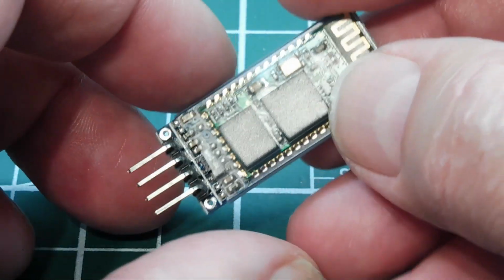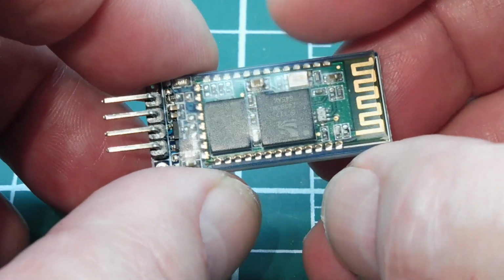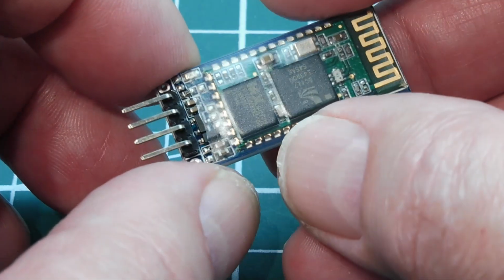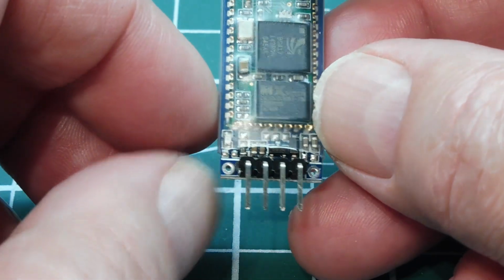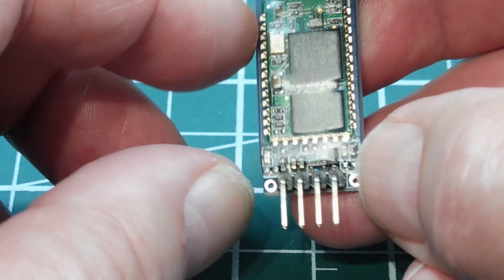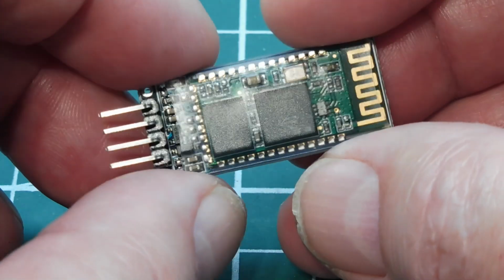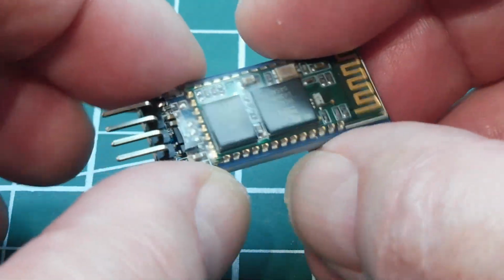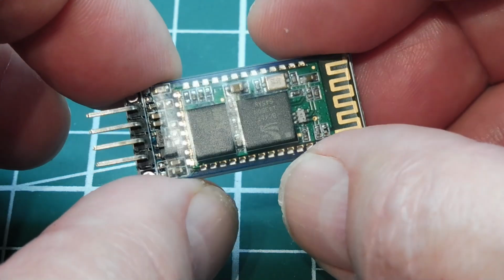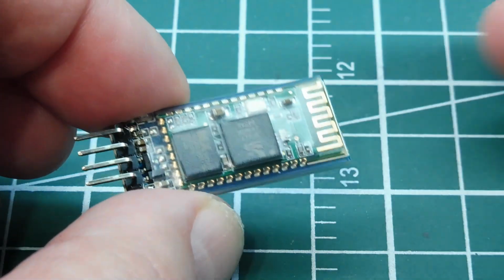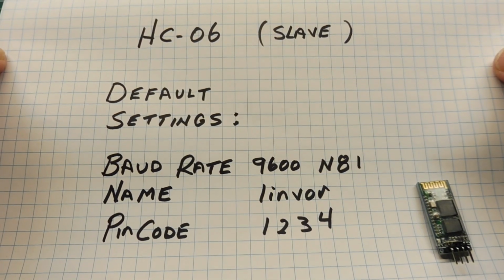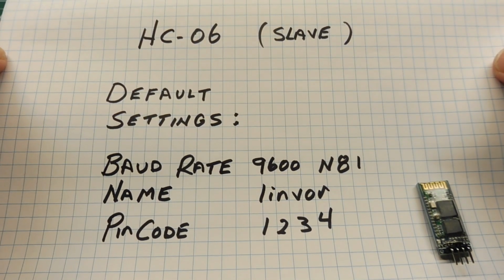Now this module, the HC-06, is configured as a slave module, as opposed to the HC-05, which can be a master or slave. And on the HC-05, you actually have 2 more pins. You have 6 pins, and it's programmed a little bit differently. Now when you buy this module off the shelf, it has certain default settings, so next we'll look at those default settings.